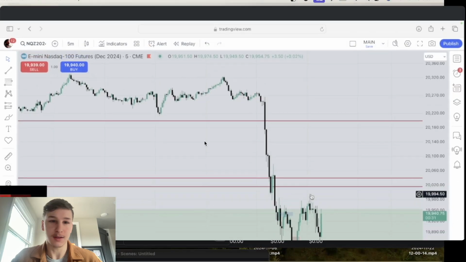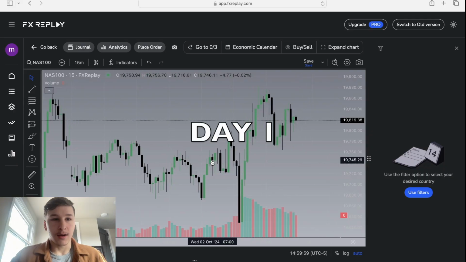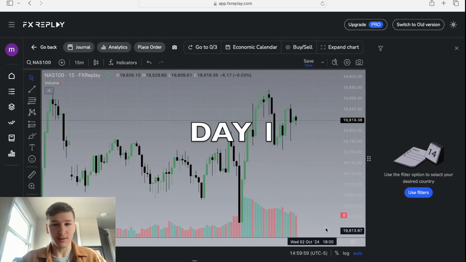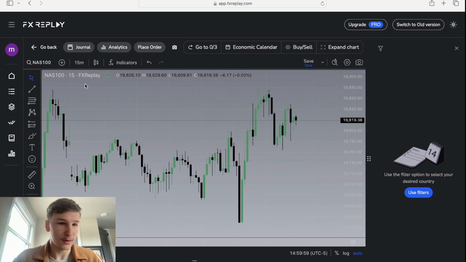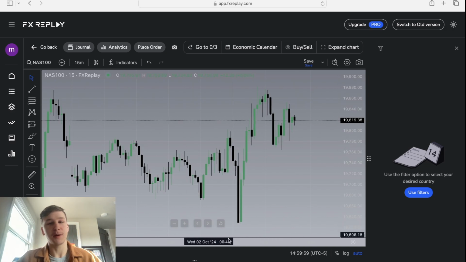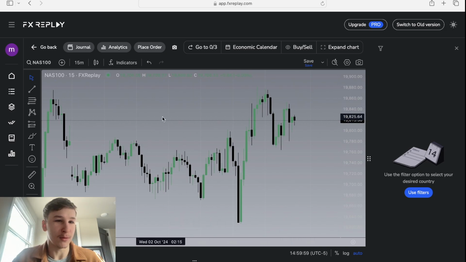All right, so let's get out of this. And first and foremost, let's get this nasty indicator off my chart because that is absolutely not needed. So let's see if I can get that off. There we go. Beautiful. Look how much better the chart looks now without that volume index on it.